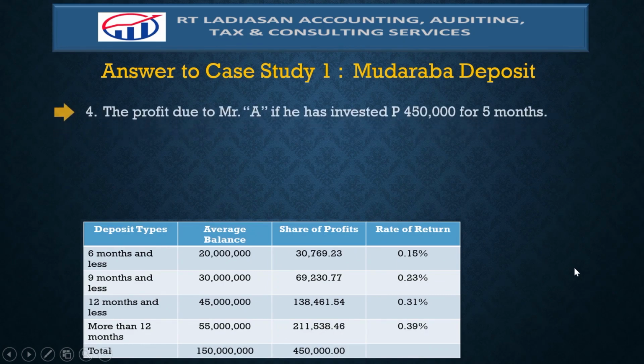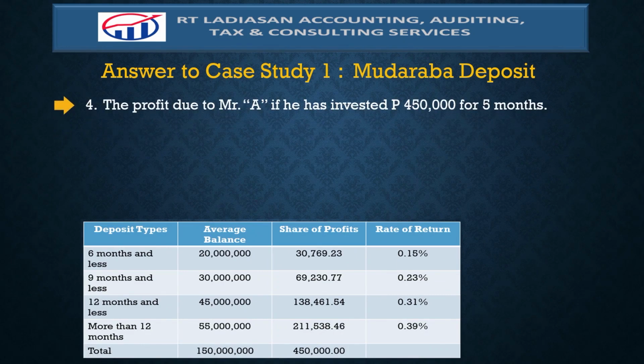The fourth requirement is the profit due to Mr. A if he has invested 450,000 pesos for 5 months. Take note that for a deposit with a maturity period of 6 months and less, the rate of return is 0.15%. So the profit due to Mr. A if he has invested 450,000 pesos is 675 pesos by simply multiplying the amount invested by the rate of return.